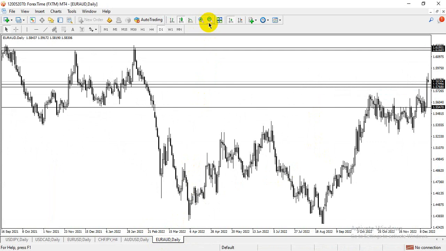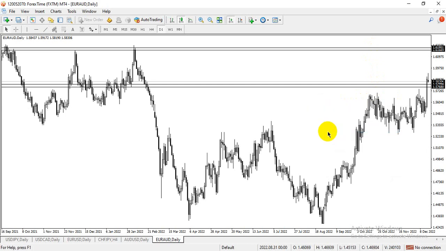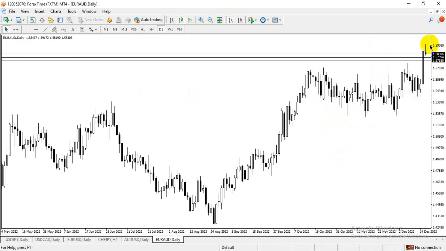Now this market has two opportunities: a buy opportunity and also a sell opportunity. But first, let's take a look at the buy opportunity. If the market shows us its card, then we'll buy. Looking at this market, it is showing a bearish pin bar here, a weak bearish pin bar, not a strong one.